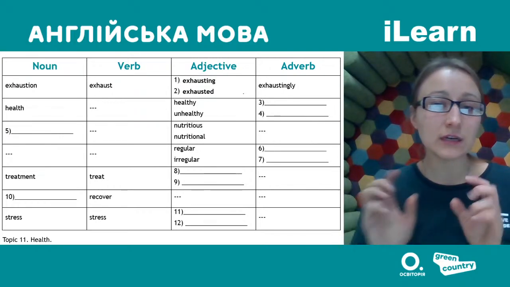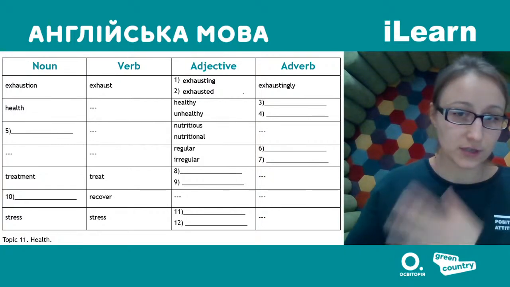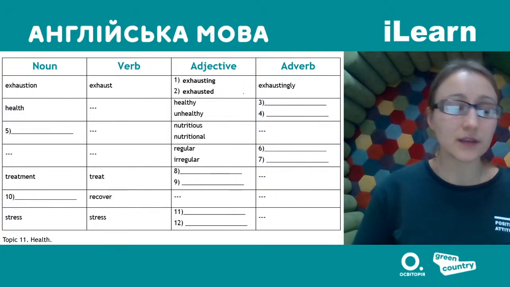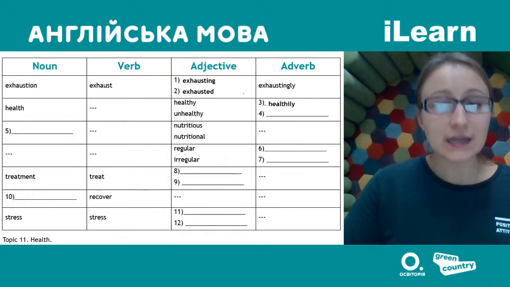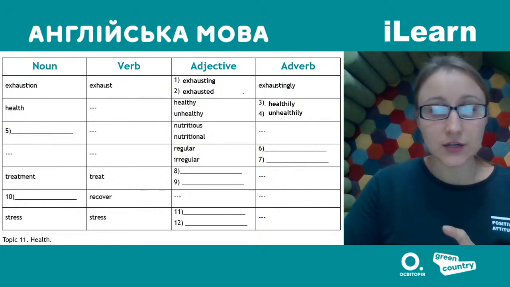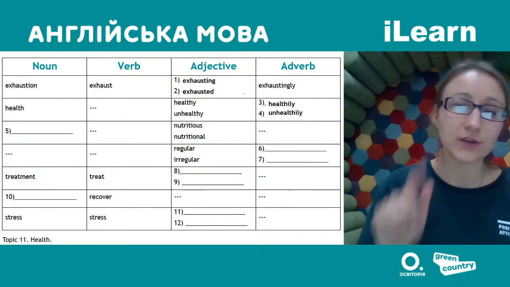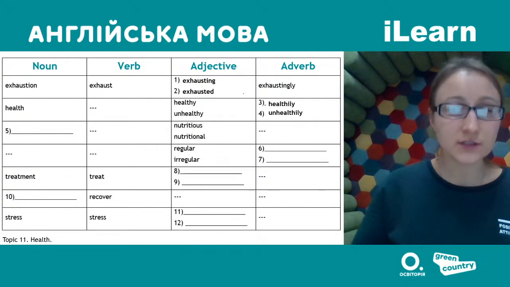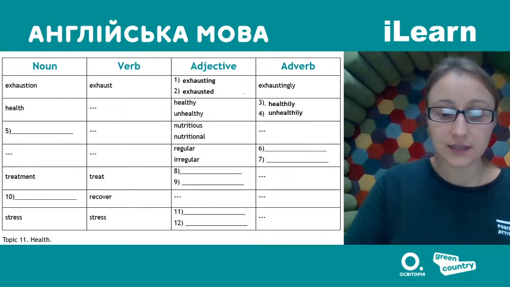Бо в нас зазвичай y в кінці слова одразу асоціюється з adverb, да? Тобто як. Але в нас тут є adjective healthy and unhealthy. So what are the adverbs? Згадуємо. Healthily and unhealthily. Ні, не будуть однакові. You need to change y into i and add ly. Тобто закінчення ly, яке зазвичай ми додаємо до adverbs, да, воно так само і тут з'являється. Да? Потрібно це запам'ятати. Healthily and unhealthily.